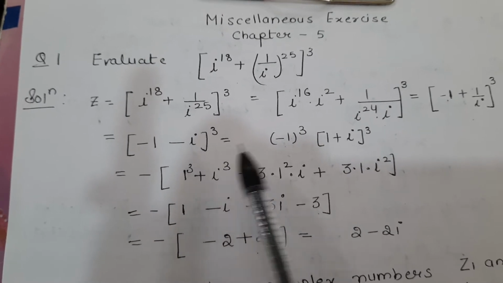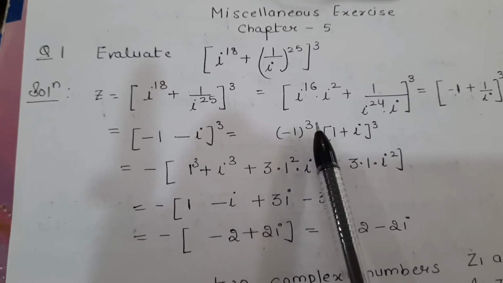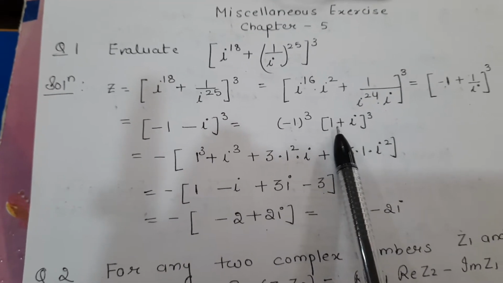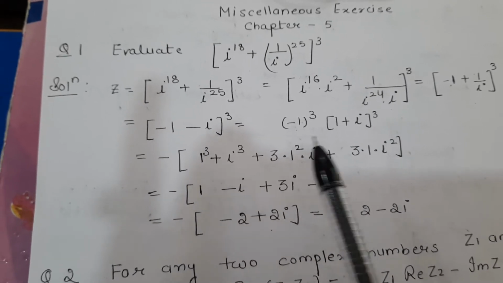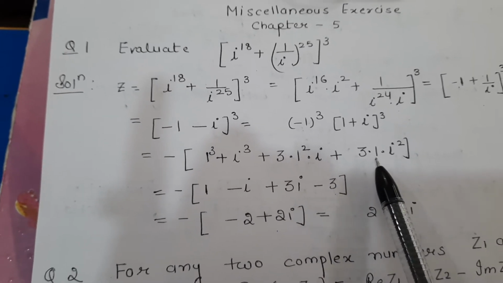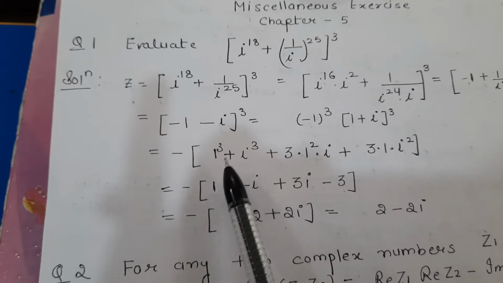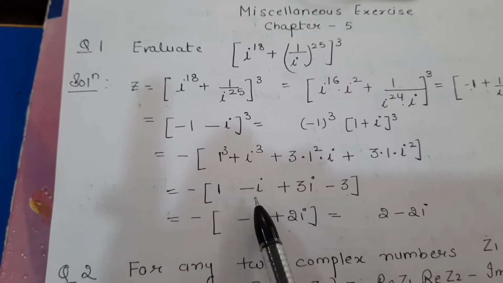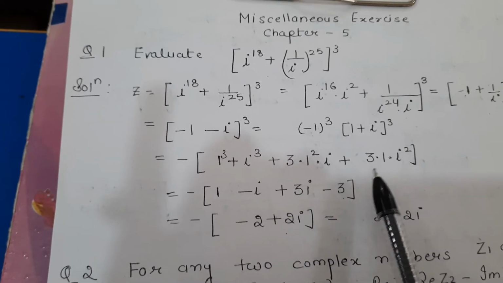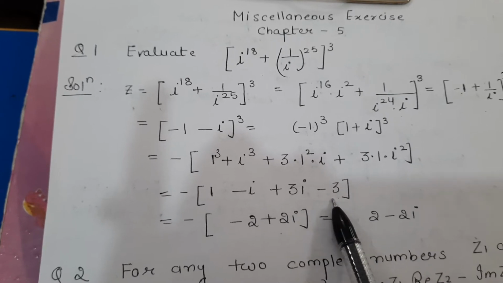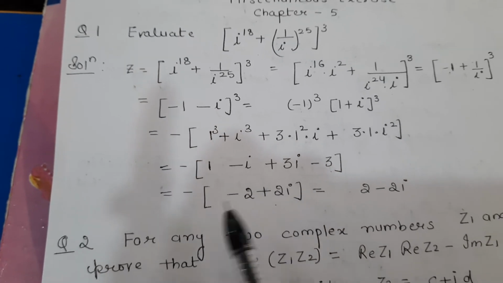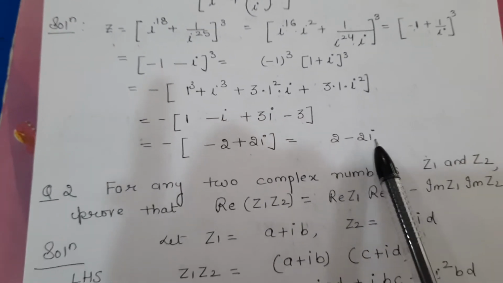From these two terms you can take negative sign common, so we'll have (minus 1) raised to the power 3 into (1 plus iota) whole cube. This is minus 1, expand the cube here: 1 cube plus iota cube plus 3 into 1 square into iota plus 3 into 1 into iota square, right? So this is 1. Iota cube is minus iota plus 3 into 1 square will be 1 iota, right? Plus 3 into 1, iota square is minus 1. So this is 1 minus 3 is minus 2 plus 2 iota. Multiply with negative sign, we'll have 2 minus 2 iota.